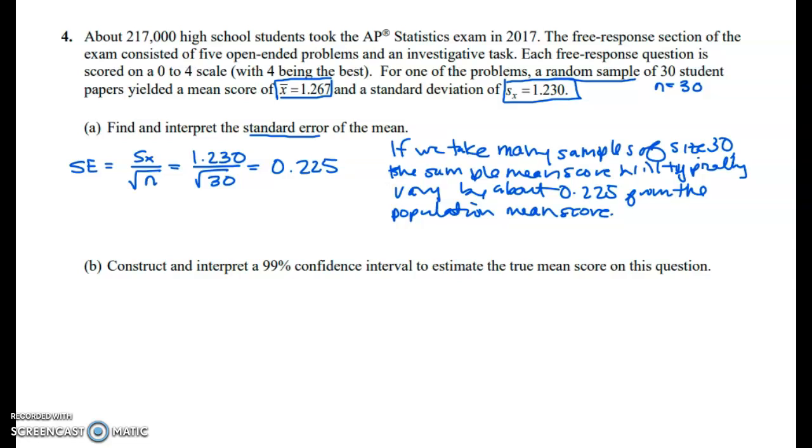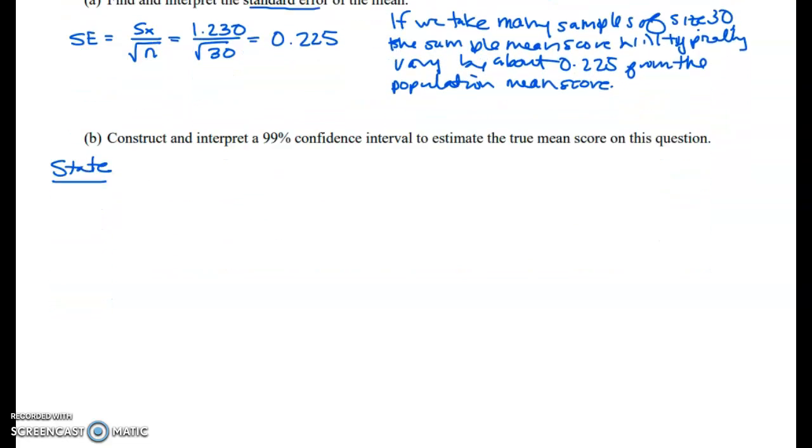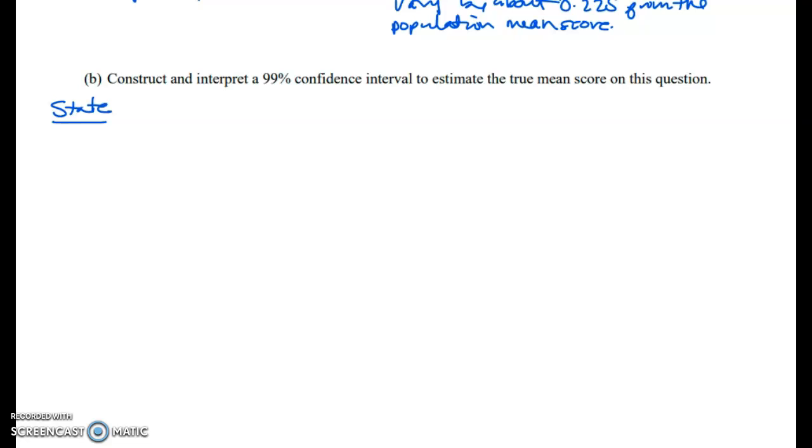B, when it says construct and interpret, you have to remember your 4-step process. So we're going to do a state step. We're going to have that plan step. We're going to have the do step. And we're going to have the conclude. And they expect you to have all 4 of those parts to get full credit.